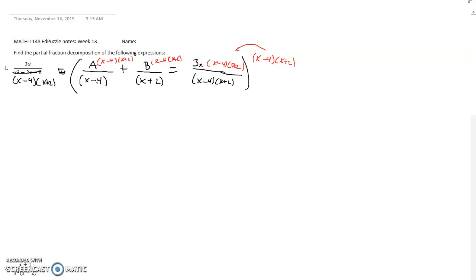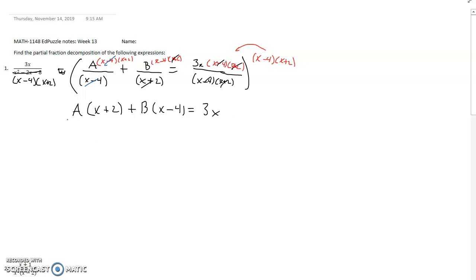Okay, so we can see here what is going to cancel out is our x minus 4s, and we're going to end up with a parentheses x plus 2. And then here, our x plus 2s are going to cancel, and we're going to get plus b parentheses x minus 4. And then that's going to be equal to, these are going to cancel, and these are going to cancel, and we're going to just get a 3x over here.